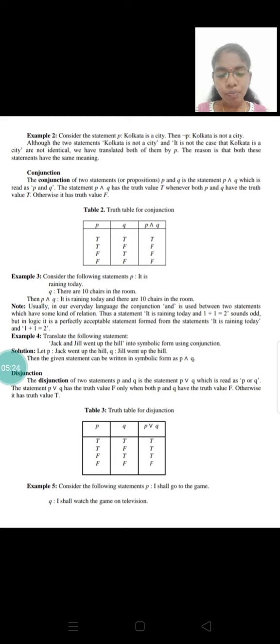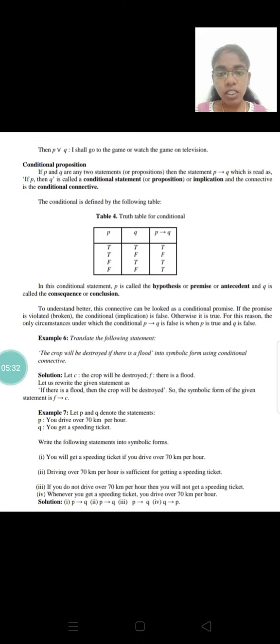For example 5. Consider the following statements. P: I shall go to the game. Q: I shall watch the game on television. Then P or Q equals: I shall go to the game or watch the game on television.